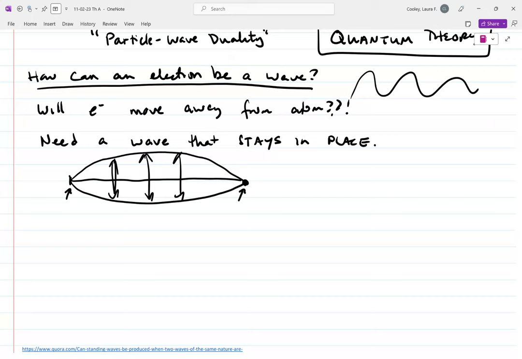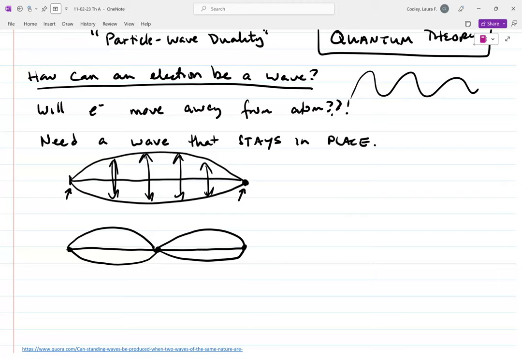Is that the only thing that can happen with a guitar string? Somebody, what about this? What are these called? You can have this happening, where you get the boinging over here and over here. Anybody know what this is called? Ever heard of harmonics?